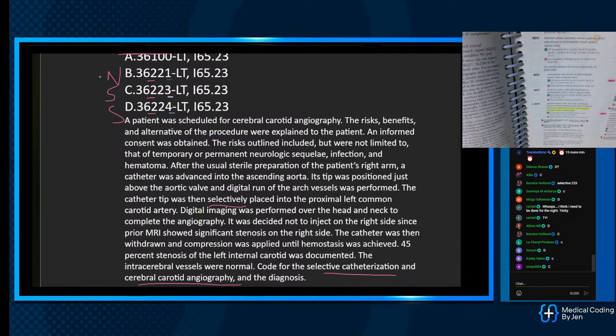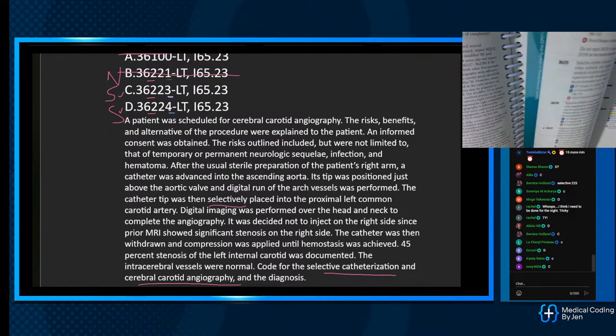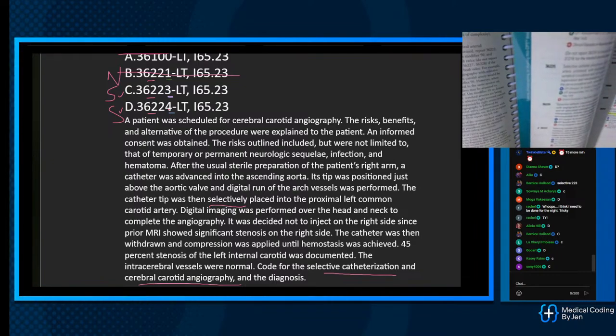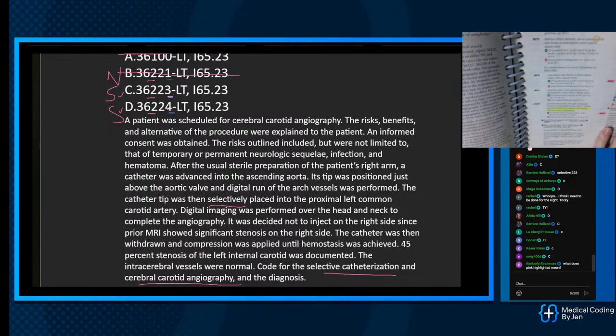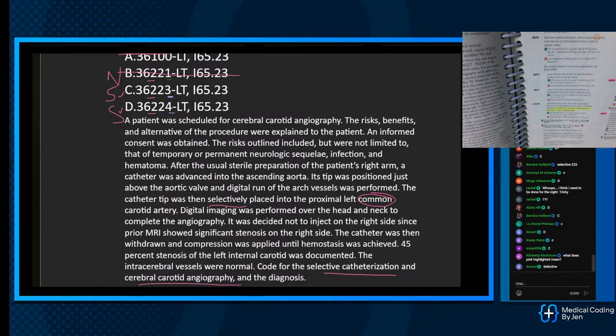And selectively placed. Hint, hint. Another matching game. We get rid of our non. Then it's just a difference between which selective we did. The 2-3 and the 2-4. What's our differences between those two? One of them's internal and one of them's common. Which one did we do? We did common. I only needed to look up two words in this whole note to figure out my answer is C.